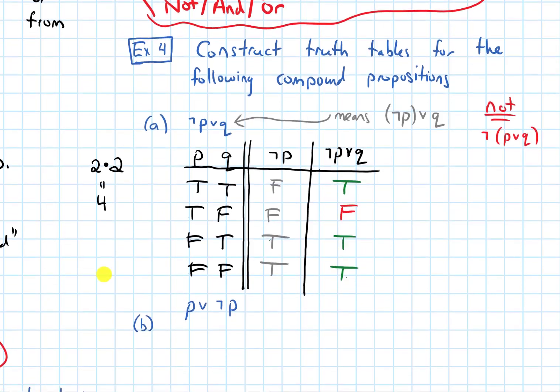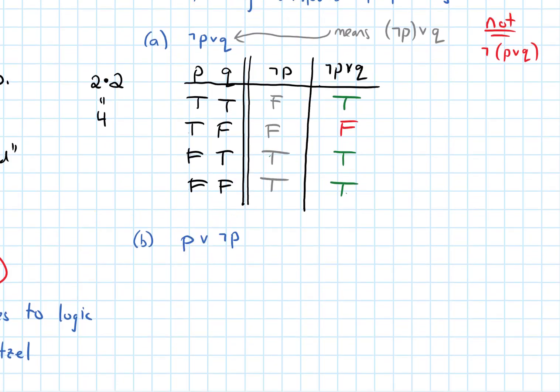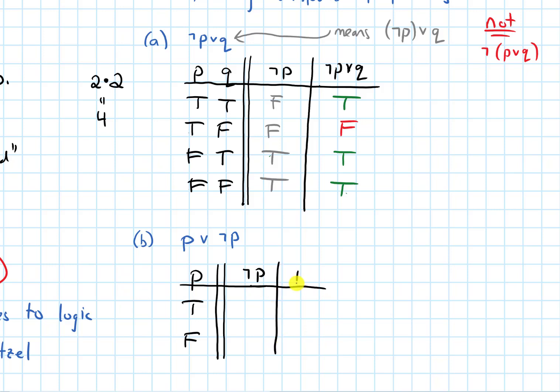Alrighty, let's look at another example. Part B says P or not P. Okay, so now there's one basic proposition that makes up this whole thing, which is P. So I'm going to write that to the left of two vertical bars. And there's just two choices for its truth values. It could be true or it could be false. And on the right-hand side, I'm going to slowly build up this proposition. So I'm going to put a column for not P, and then I will put a column for P or not P.